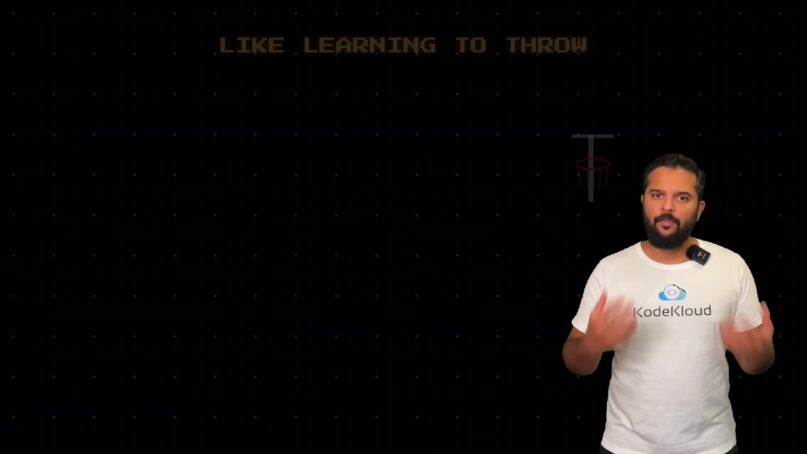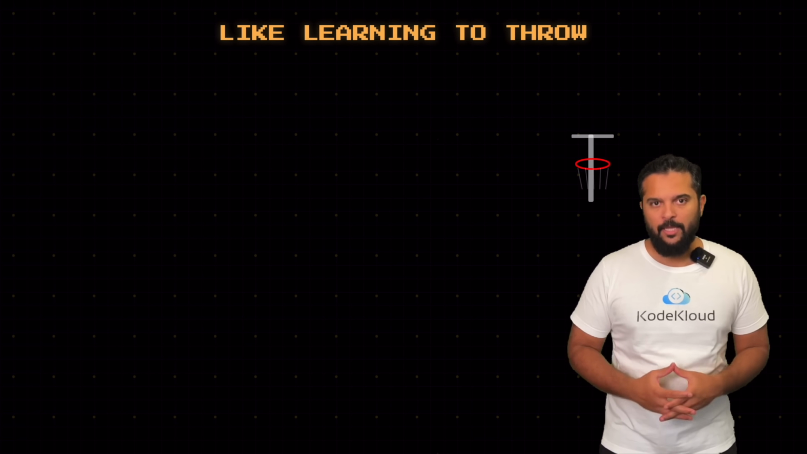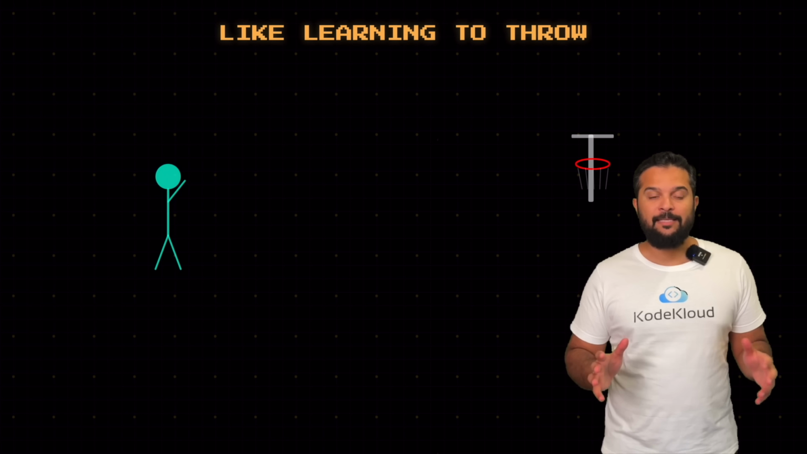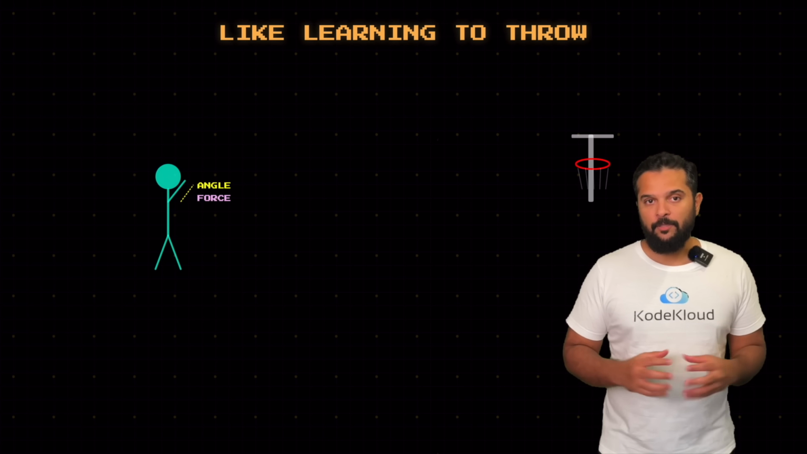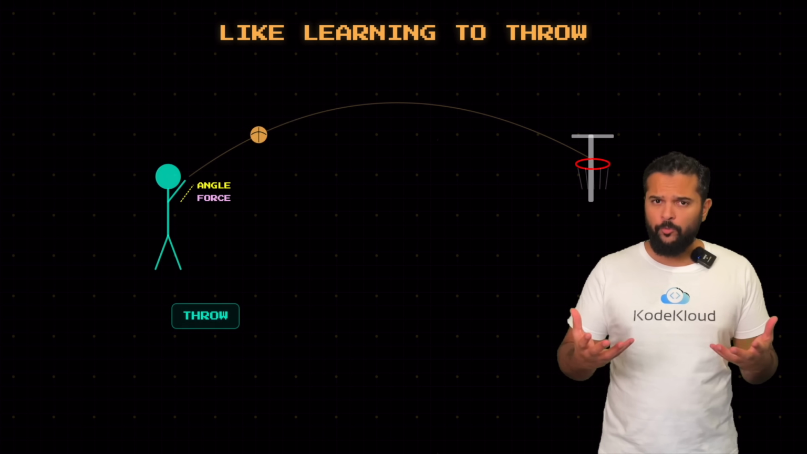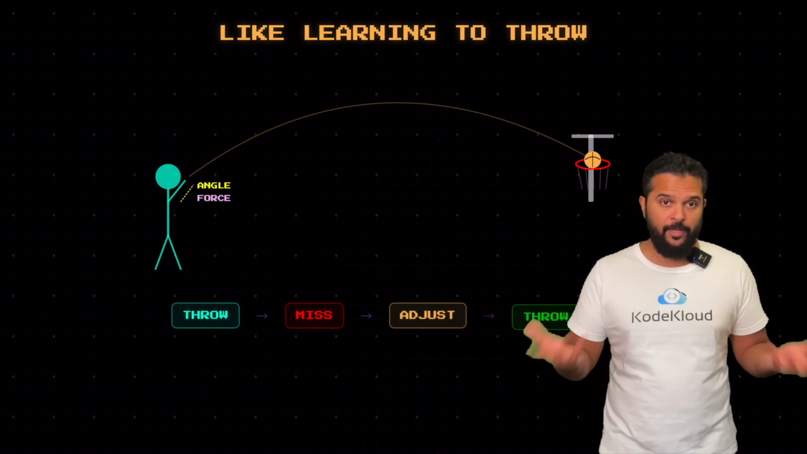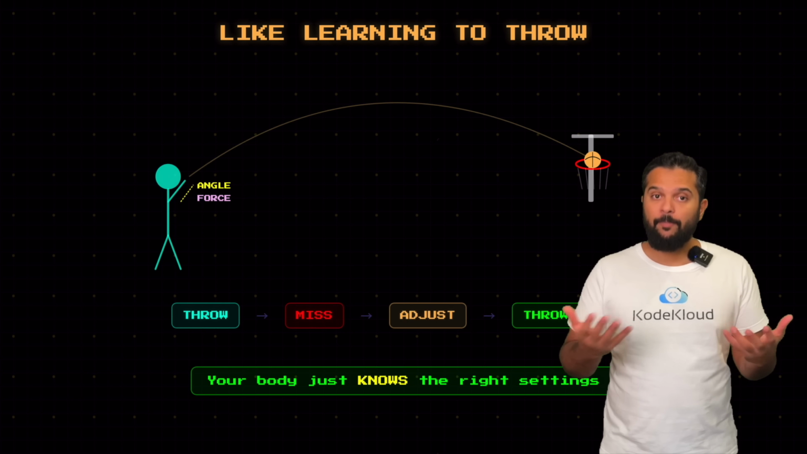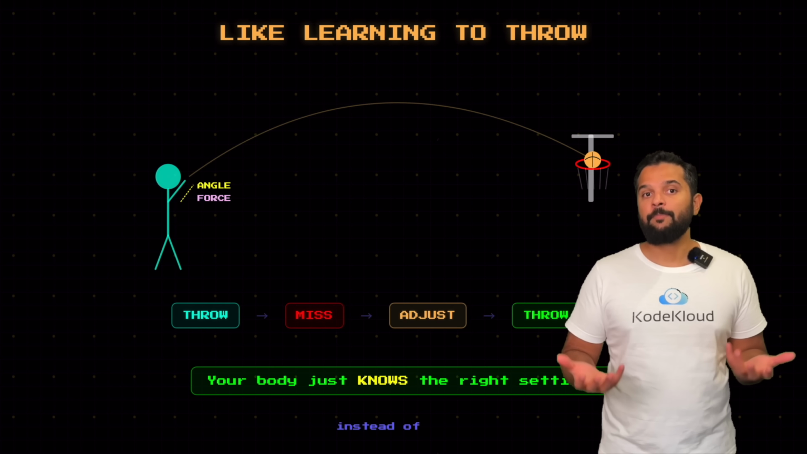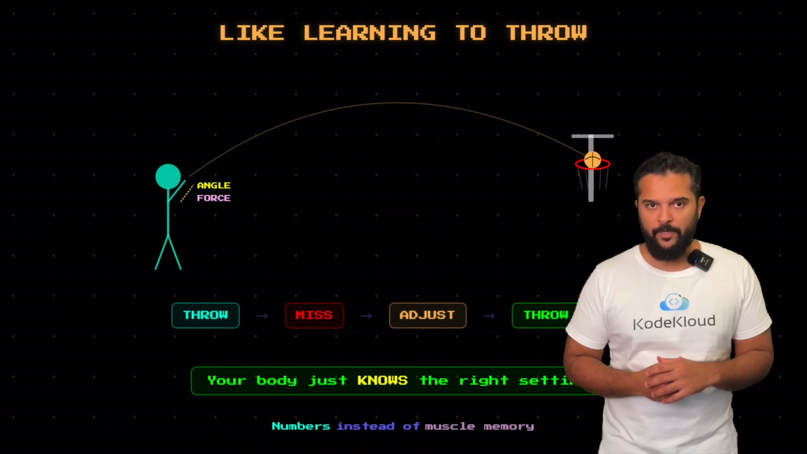Think of it like learning to throw a basketball. Nobody consciously calculates the exact angle and force for every muscle in their arm. You throw, you miss, you adjust, you throw again. Eventually, your body just knows the right settings. Parameters work the same way, except with numbers instead of muscle memory.